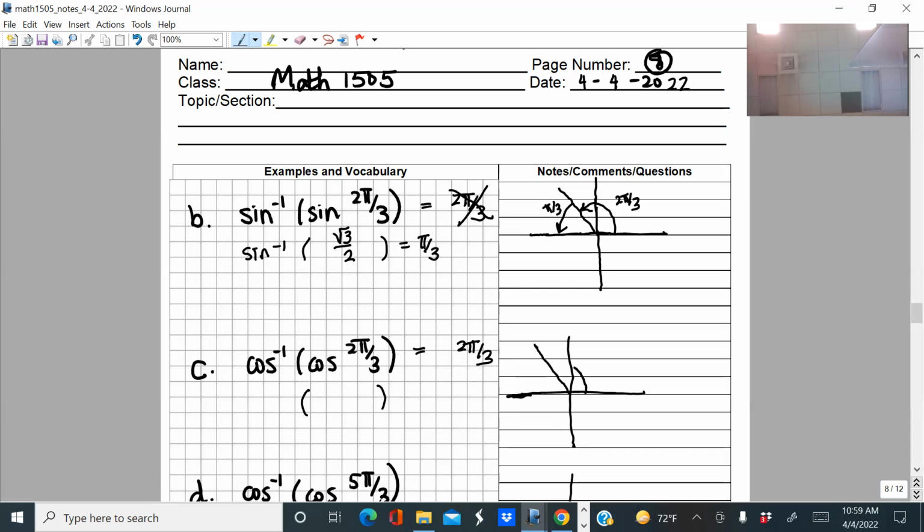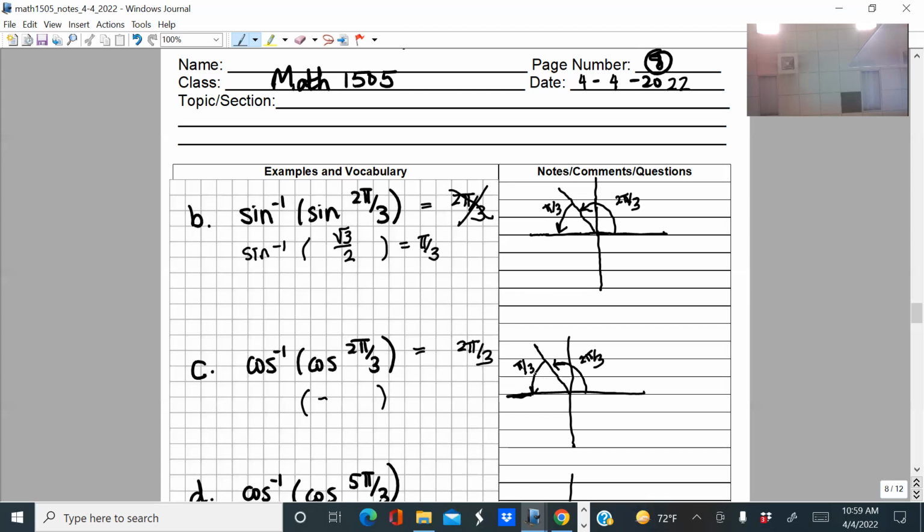Draw 2 pi over 3. There's 2 pi over 3, right? So what's its reference angle? Yeah, pi over 3, same picture as this. So the reference angle is pi over 3. So cosine of 2 pi over 3 is kind of the same as the cosine of pi over 3, except we just have to get the sign correct. But in the second quadrant, what's the sign of the cosine? Negative, right?